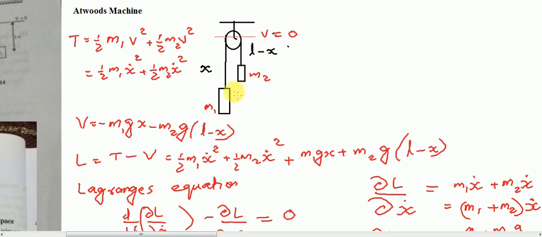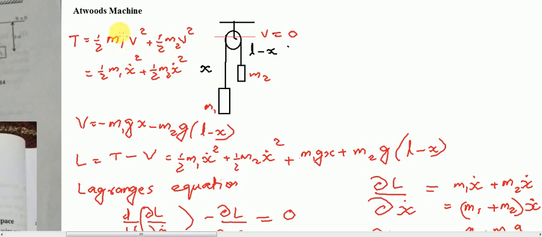As the length of the string is fixed, only one generalized coordinate is required to specify the state of the system, measured from the point of suspension where the potential V is 0. The coordinate is x. So we can write the expressions as we know.